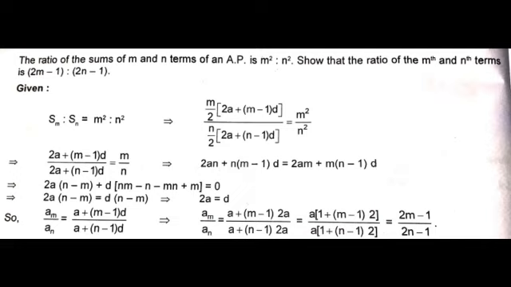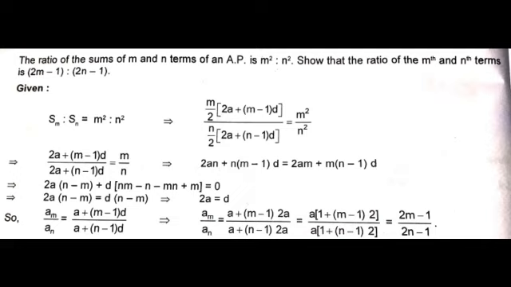Using the formula, we can write for Sm, the sum of m terms, m by 2 into (2a plus (m minus 1) into d), and for the sum of n terms, Sn is equal to n by 2 into (2a plus (n minus 1) into d), and the ratio is equal to m square is to n square. When we simplify it, we have (2a plus (m minus 1) into d) divided by (2a plus (n minus 1) into d) equal to m is to n, which after further simplification gives d is equal to 2a.